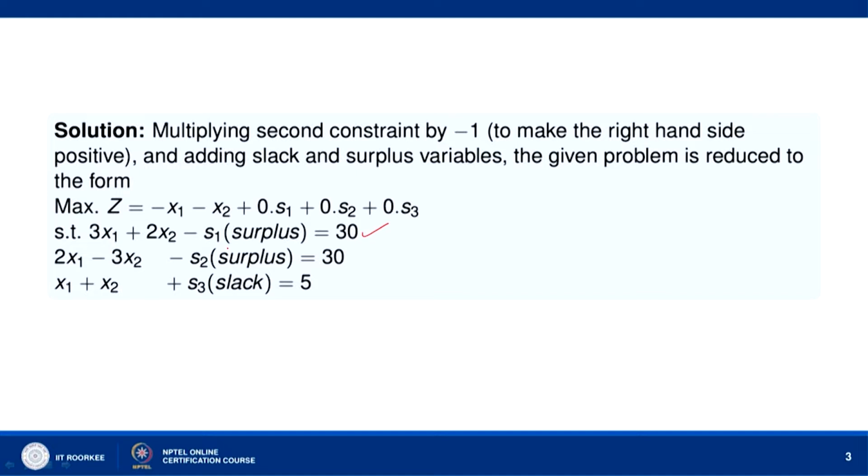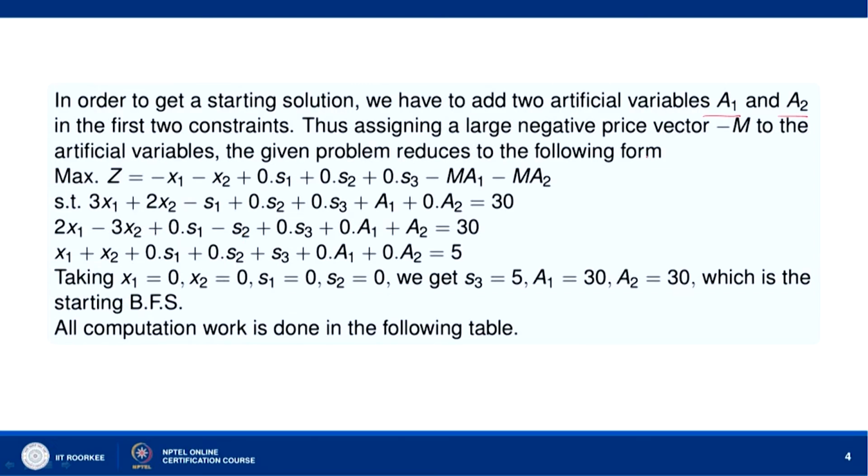So, let us say artificial variables are a 1 and a 2, then we write the LPP in the following form. Maximum of z equal to minus x 1 minus x 2 plus 0 s 1 plus 0 s 2 plus 0 s 3, and then we use the negative price vector minus M for the artificial variables, so minus M a 1 minus M a 2, and here we get 3 x 1 plus 2 x 2 minus s 1 plus 0 s 2 plus 0 s 3 plus a 1 plus 0 a 2 equal to 30.